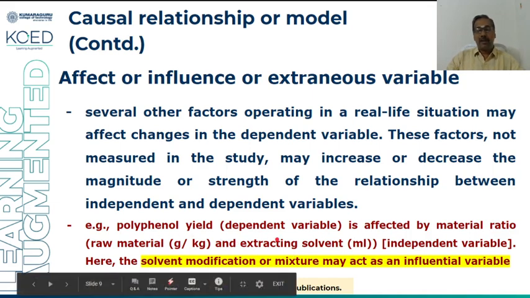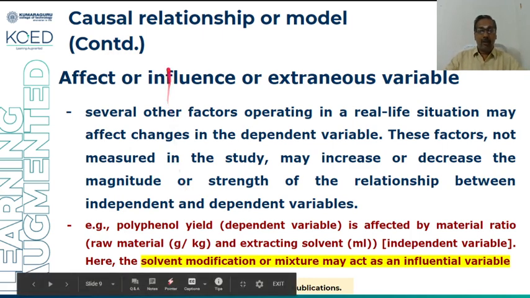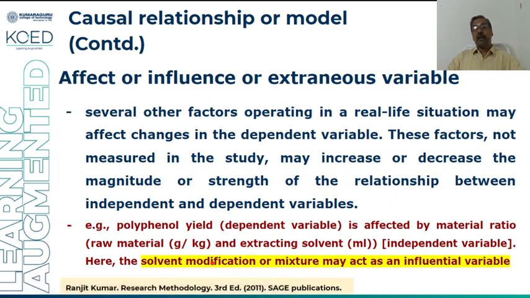So yield of polyphenol is the response or dependent variable, and you have selected material ratio as an independent variable. Now you see, I have focused only on the solvent, say acetone, ethanol, methanol, water, hexane, heptane. Just I have focused only on the solvent. But now, what could be the hidden factor or the influencing variable is, sometimes the modification of solvent. If I would have modified the solvent, I would have obtained a better yield. What is that modification?